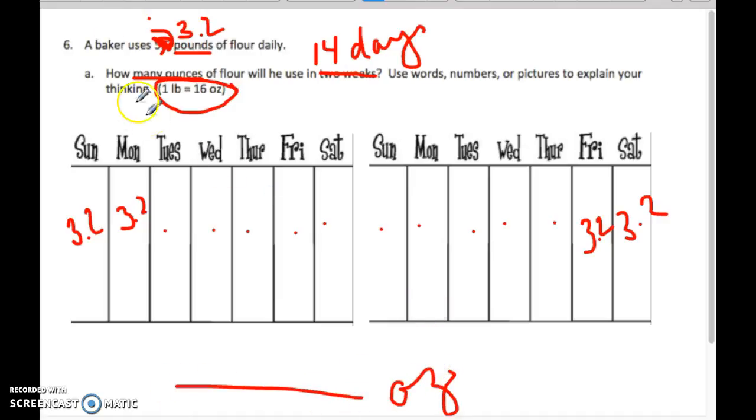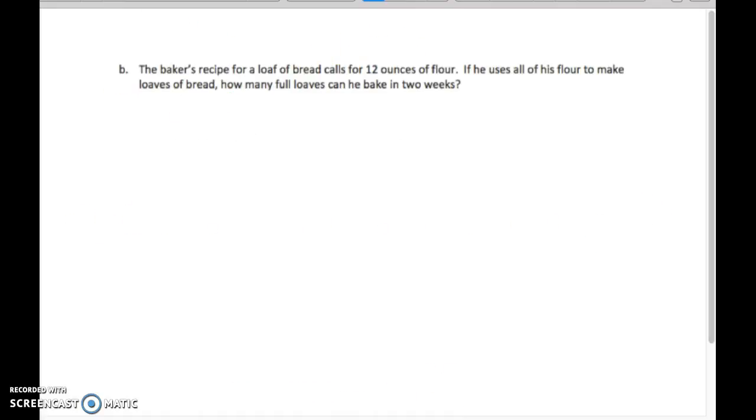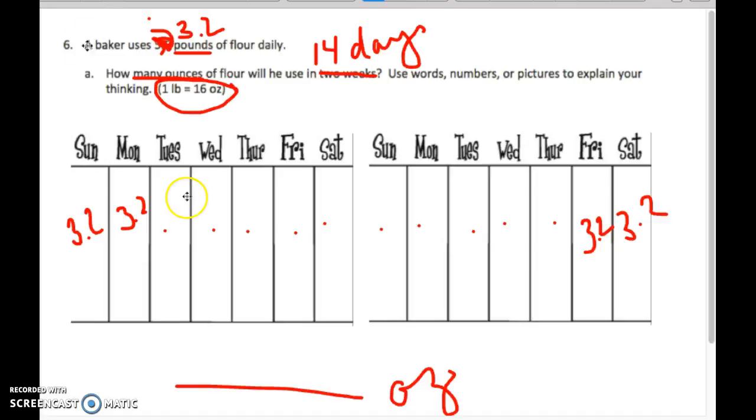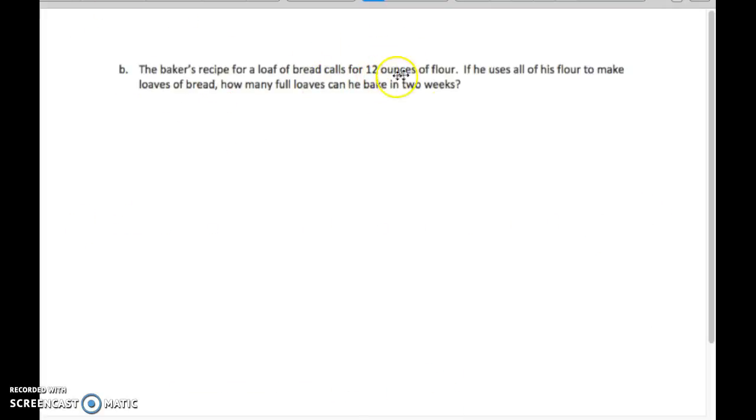Okay, that's important because then when we move to the next question, it says the baker's recipe for a loaf of bread calls for 12 ounces of flour. If he uses all of his flour to make loaves of bread, how many full loaves can he bake in 2 weeks? So if I go back to my answer here, it is how many ounces of flour he's got in 2 weeks. And now instead of putting it into groups of 3.2 pounds of flour a day, I'm going to put it into groups of 12 ounces. So I'm figuring out how many groups of 12 are in that amount of ounces I got in part 6A.